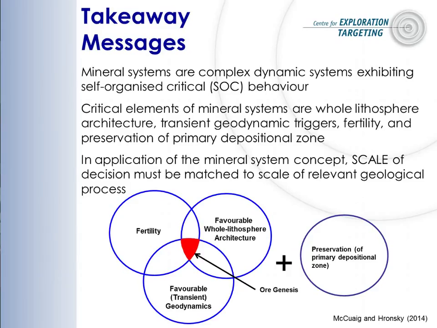Critical elements of the mineral system, right, are the three circles on your left. That is fertility, the intersection of fertility, favorable whole lithosphere architecture, so right from the lithosphere-asthenosphere boundary up to the upper kilometer that we're usually worried about for the mineral deposit, and favorable transient geodynamics. These geodynamic triggers are moments in time that trigger high-quality ore formation in what is otherwise a barren or low-grade maelstrom of deformation, magmatism, metamorphism, fluid flow, etc. So what we're interested in is these high-quality moments of ore formation.